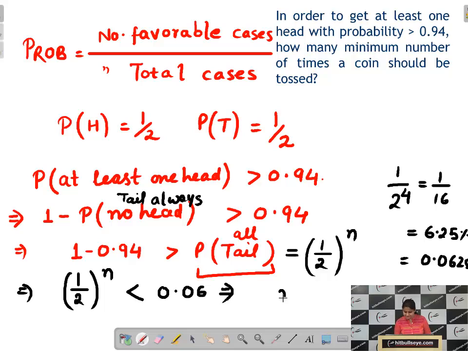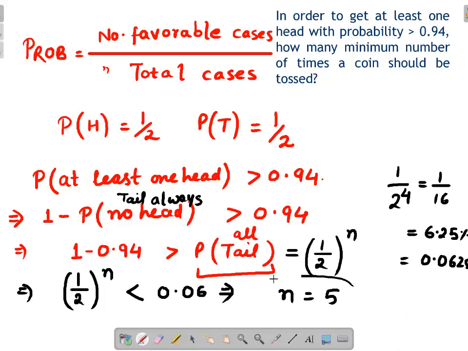So what is the answer in this case? It will be n is equal to 5. So this is the answer. It means we will toss this coin 5 times and we'll get a probability of getting at least one head as more than 0.94. Now the next question.